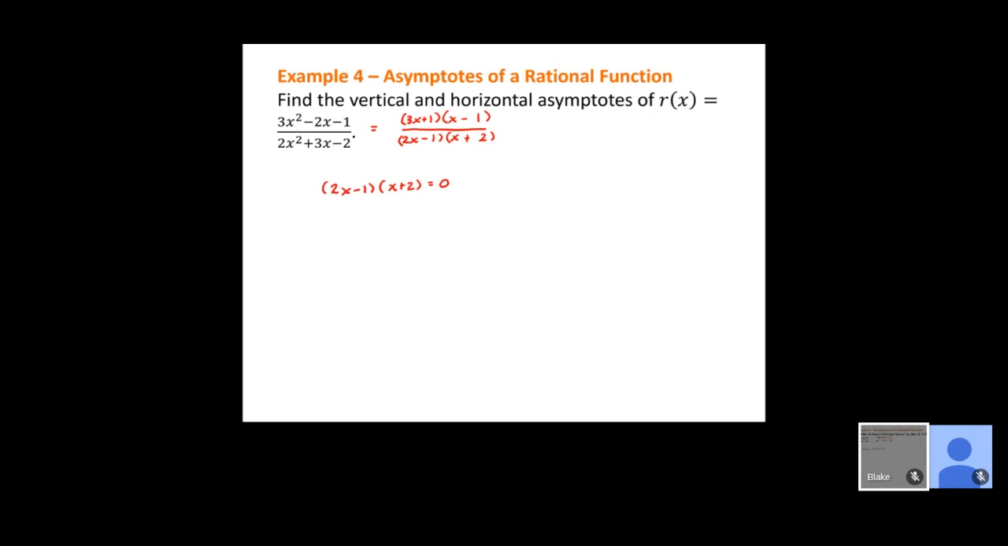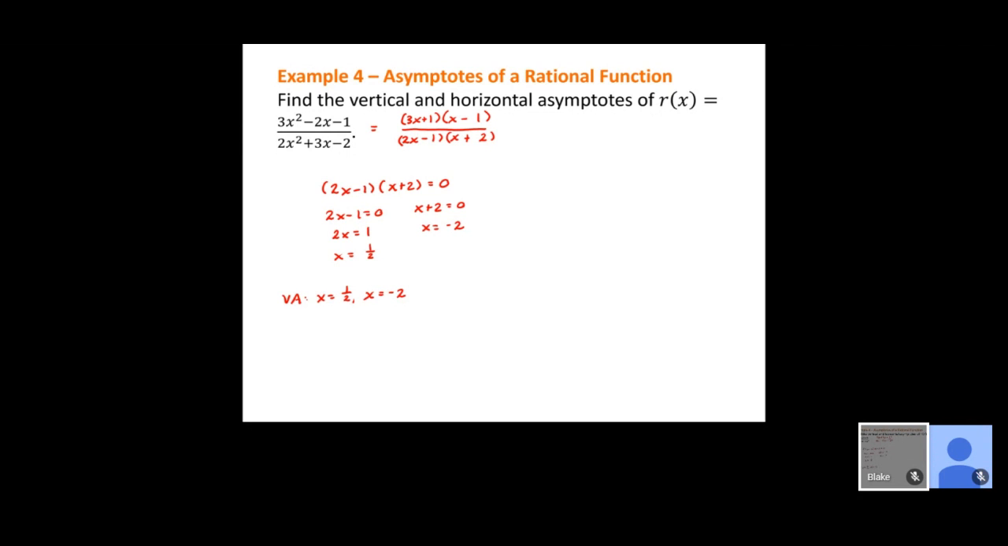Now we know our zero product property tells us we can set each factor equal to 0. So 2x minus 1 equals 0, x plus 2 equals 0. We solve each of these now. That's 2x equals positive 1. Divide by 2, x equals 1/2. And over here, we're just going to subtract the 2, so we get x equals negative 2. That means that our vertical asymptotes are going to be x equals 1/2 and x equals negative 2.